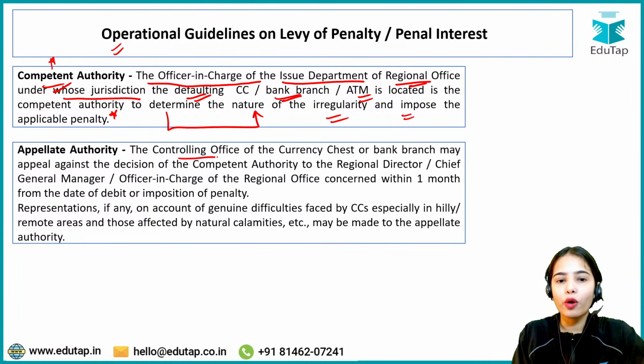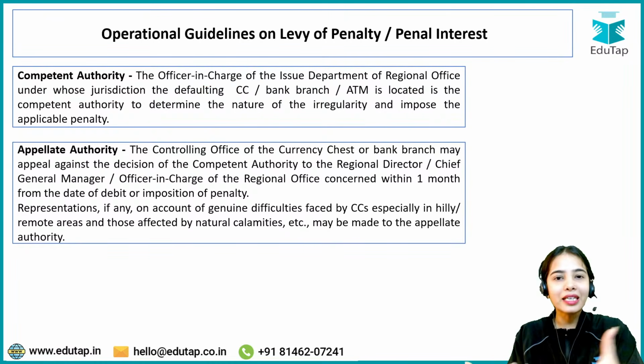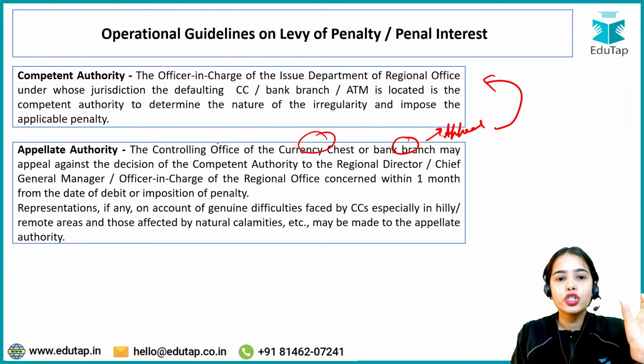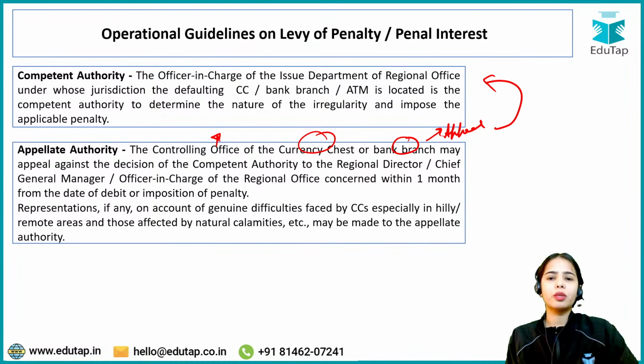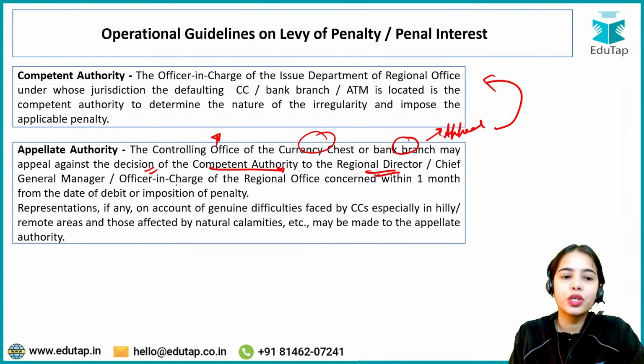The controlling office of the currency chest or bank branch may appeal against the decision of the competent authority. This right is given to the currency chest and the bank branch. The appeal may be made to the regional director, chief general manager or the officer in charge of the regional office concerned. Within 1 month the appeal has to happen.